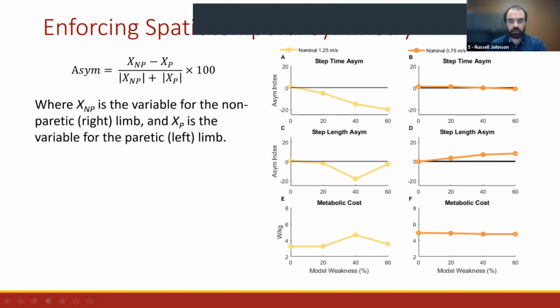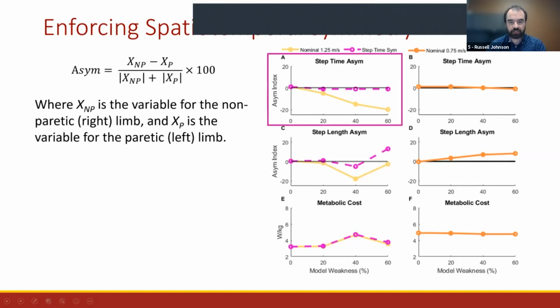So you can see in the 1.25 case, step time asymmetry increases with weakness, and in the 0.75 case, step length increases with weakness. So we first targeted the step time asymmetry. So we created simulations with symmetrical step times, and we noticed that the metabolic cost of transport did not change across any of the conditions. And then in step length, when we simulated a symmetrical step length, the metabolic cost also did not increase.